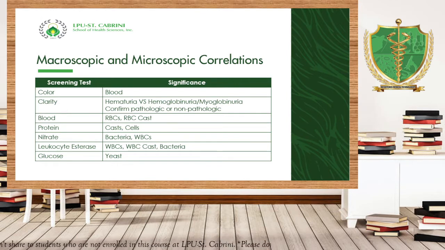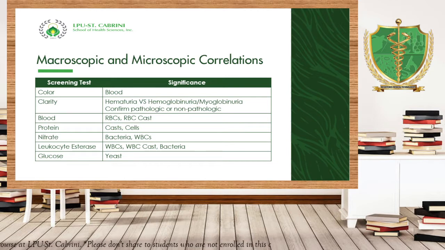Okay? The reason why it is important for us to really perform our duties in performing the macroscopic, which includes the physical and chemical examination, accurately and with absolute reliability. Why? Because we are going to correlate, no, the microscopic examination, the sediments that can be found in our urine. So for color, okay, color can be correlated in terms of microscopic examination with blood, no? With blood, as well as clarity.